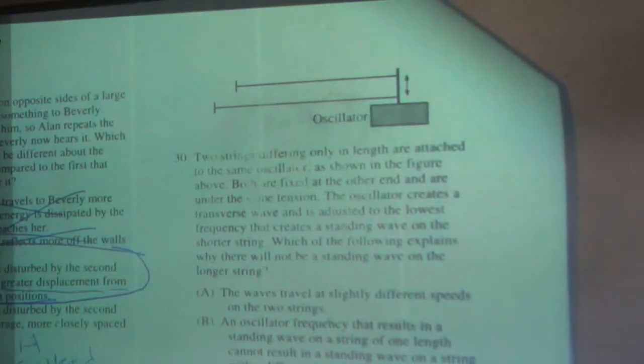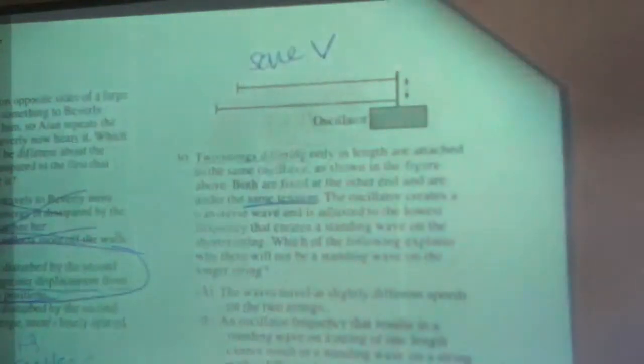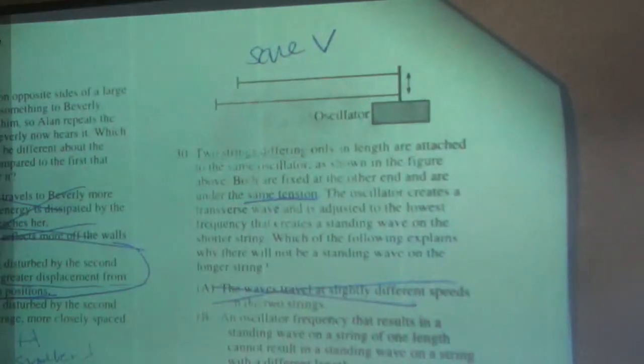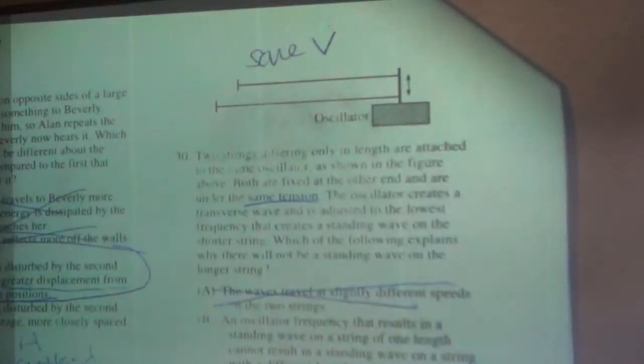Two strings differing only in length are attached to the same oscillator as shown above. They are under the same tension, and it says the strings differ only in length. So they're basically identical strings, just the length is different with the same tension. That means same velocity. So we can cross off A, that's saying they would be at slightly different speeds, because it says they're basically the same string and the same tension. The length doesn't affect the velocity.